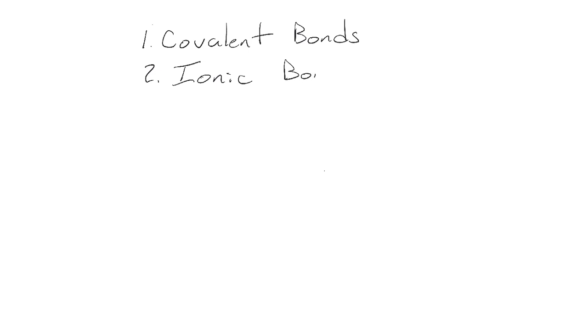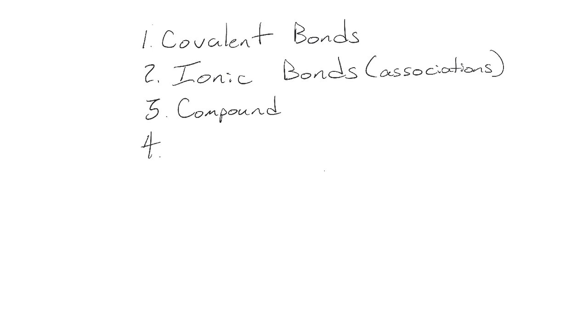The vocabulary words I need you to get together are: one, covalent bonds; two, ionic bonds. And I want to remind you that these are associations. Three, I'd like you to make sure you understand what a compound is. Four, what an element is.